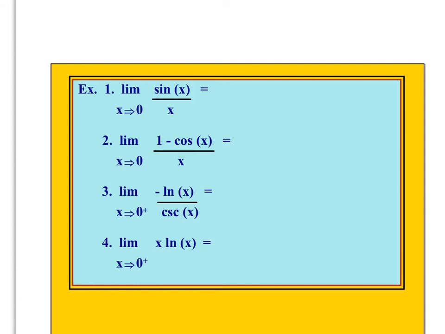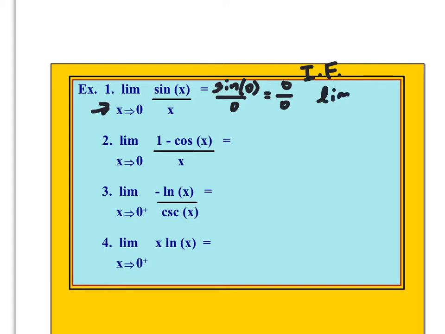The first thing you've got to do is evaluate the limit, right? So let's plug in 0. So sine of 0 over 0. Well, that's 0 over 0. You have to say that it's an indeterminate form. Those 7 forms that we saw on the previous page are indeterminate forms.